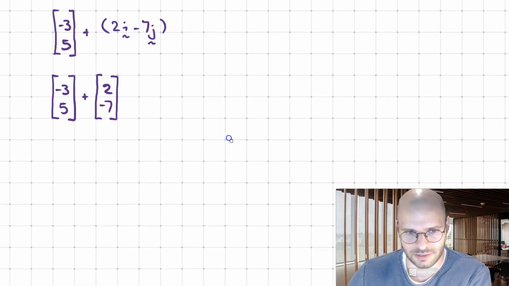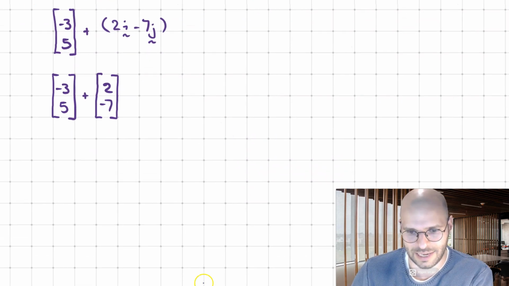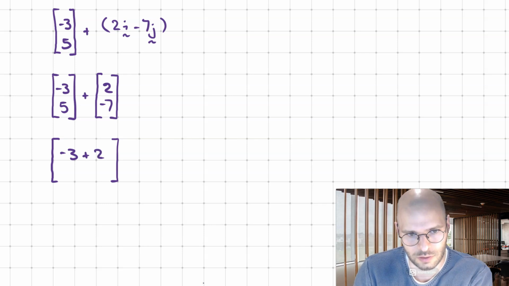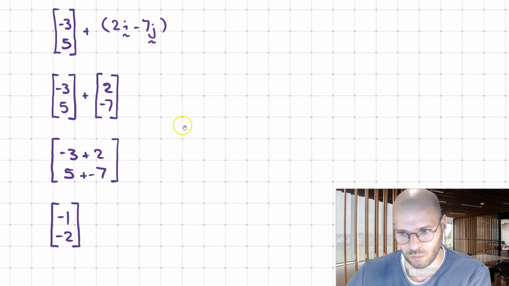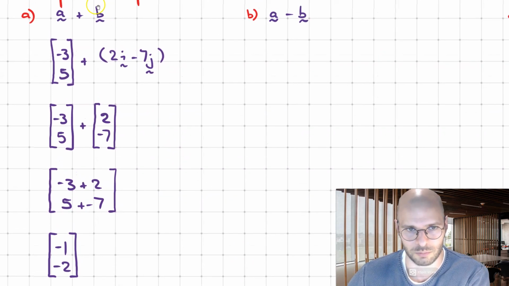Next, when I'm doing vector arithmetic, I simply add the members of the vectors across the rows. So I can draw one big vector, and it's minus 3 plus 2, 5 plus minus 7. I simply use my integer arithmetic, and I come to the conclusion the solution for this is minus 1 and minus 2. So the way in which I chose to simplify this expression was to convert both of my vectors into component vector form. Then I simply added across the rows because the operation was add.